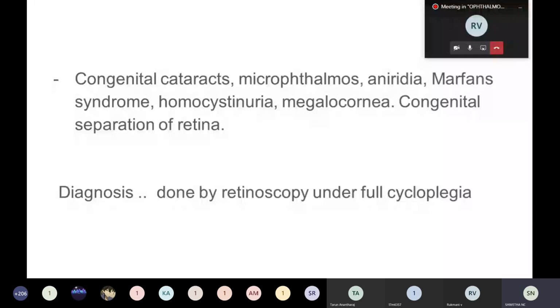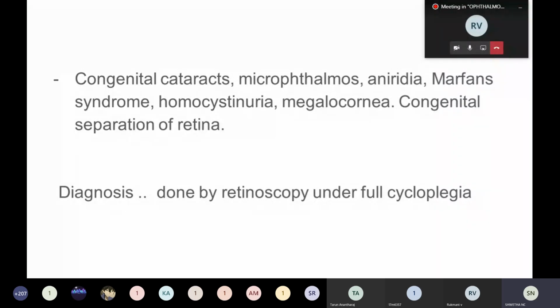So it is not only congenital cataract, myopia will be there. Associations also will be there in some children, like cataract, microphthalmos, aniridia, Marfan syndrome, etc. And how to diagnose? Diagnosis is usually done by retinoscopy. There is no lab investigation, nothing else. You have to do a retinoscopy and estimate the refraction.